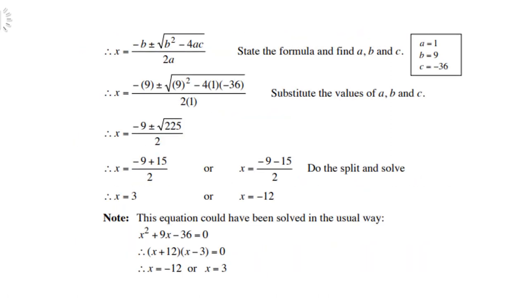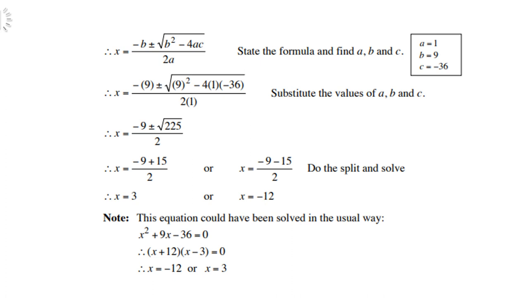Right, so the next step is therefore to write down the formula. Remember, a from the equation is 1, b is 9, and c is negative 36. So then you do your substitutions into the formula. Of course, all of this can be done now in one step on the calculator. There's no need to follow all those steps, but you can just to practice.